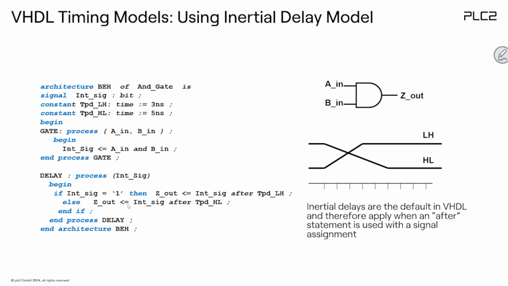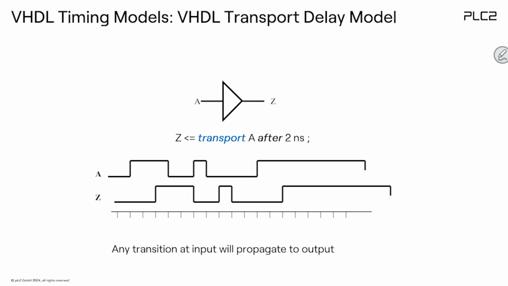But if this is not the case, maybe it's from 1 to 0, then we assign the delay of 5 nanoseconds. So in this case, we really model the behavior of this, and this could be analyzed during your simulation because it might be connected to your FPGA. Okay, so this would be the inertial model.